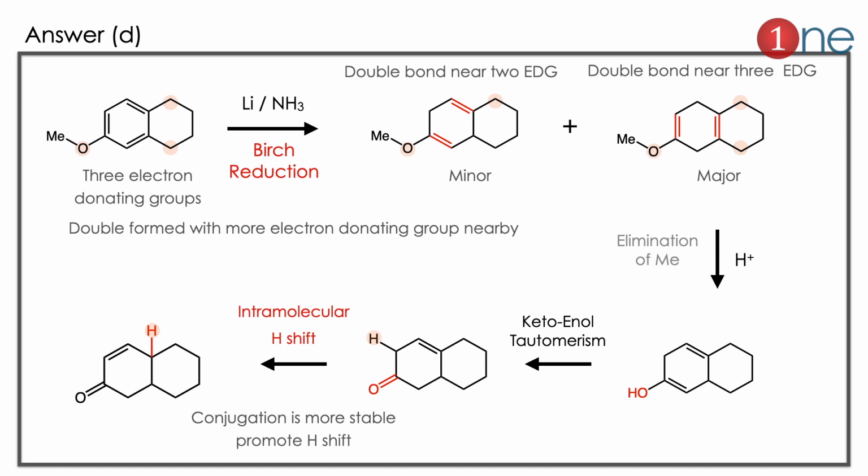Here you have to learn 3 things. One is that Birch reduction always favors more electron donating groups. Then the keto-enol tautomerism. Third one is intramolecular hydrogen shift if there is a possibility of conjugated systems.